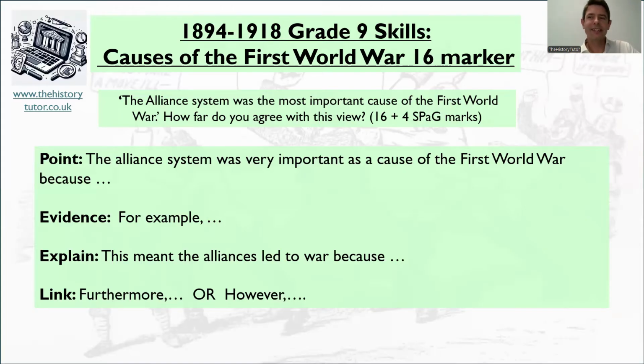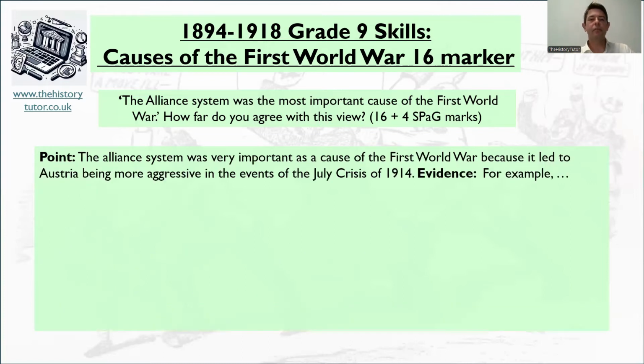All right. So here's my idea. So the alliance system is very important as a cause of the First World War because it led to Austria being more aggressive in the events of July crisis 1914. So I've gone for that big short-term cause, gone straight for Austria. Austria is emboldened to deal with Serbia. And it's not really thinking about Russia or wider conflicts.